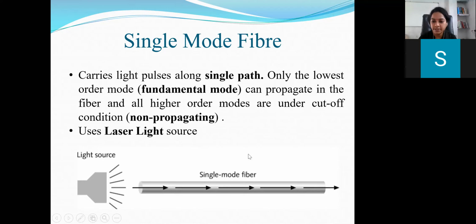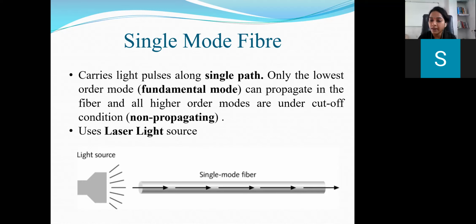It looks like this. I'm shifting this pen so that it is clearly visible to you. If I shift it, it comes over here. Okay, we'll just have a look at this. See, this is the light source and this is the single mode. Light is traveling in a straight line. So this is called a single mode fiber.